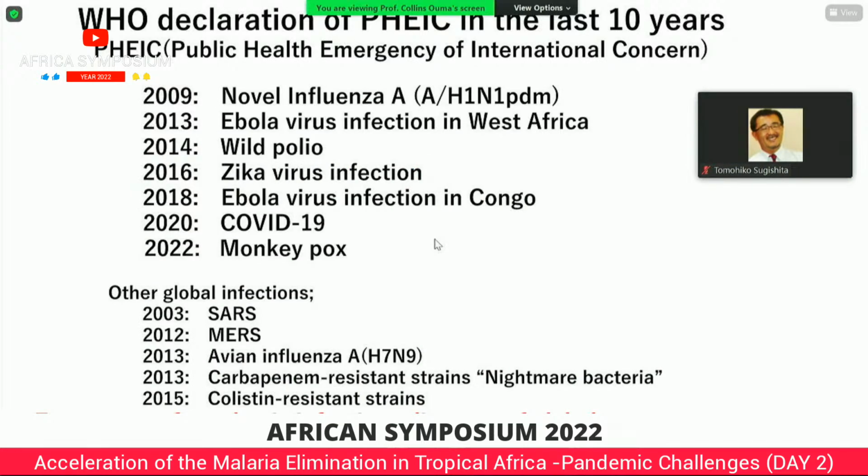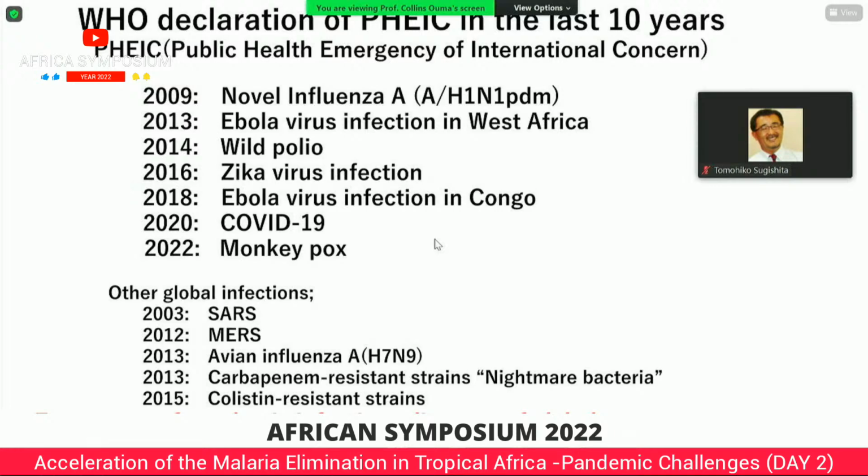WHO reports an outbreak of infectious diseases that requires an international response of the state, namely a public health emergency of international concern. In the last 10 years, such a declaration has been issued for the 7 diseases listed here, such as novel influenza, Ebola, polio, Zika virus, COVID-19, and monkeypox.